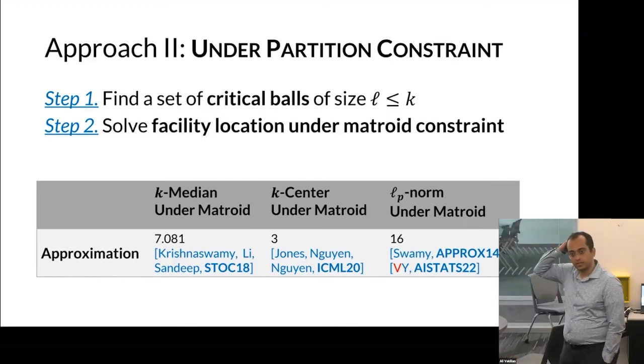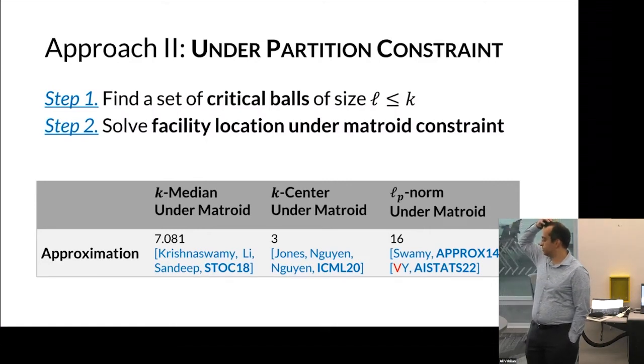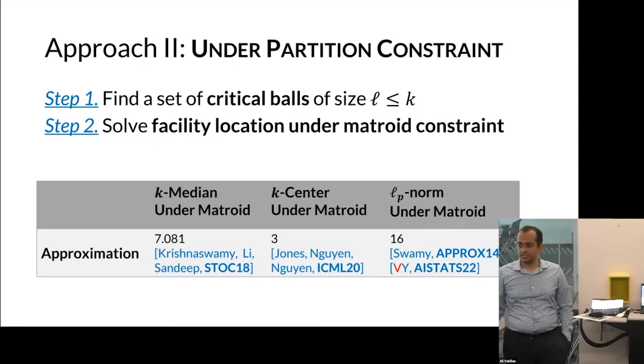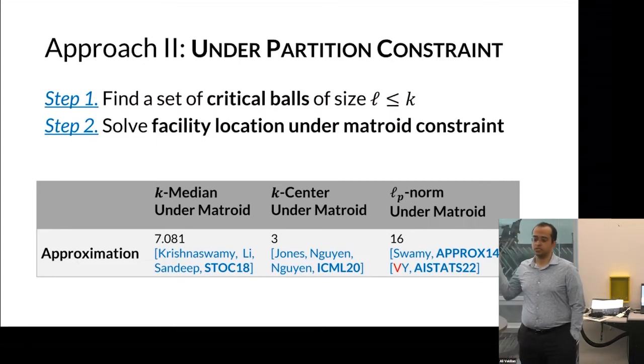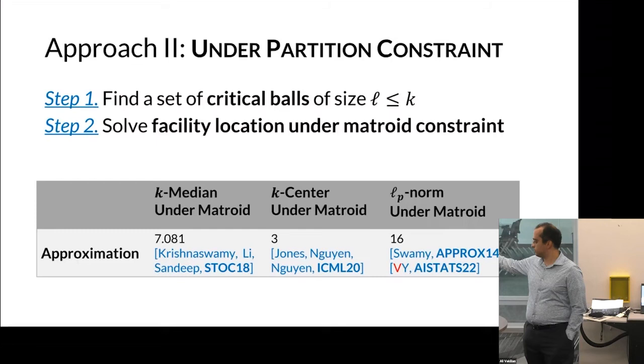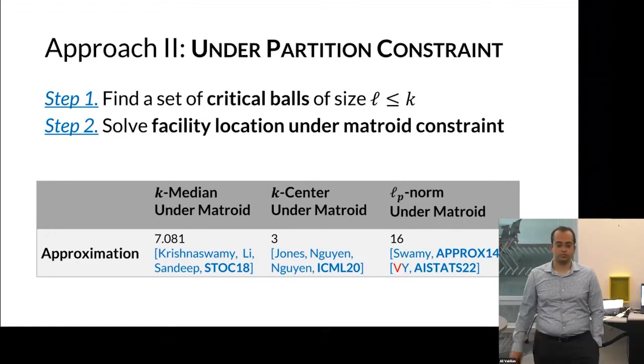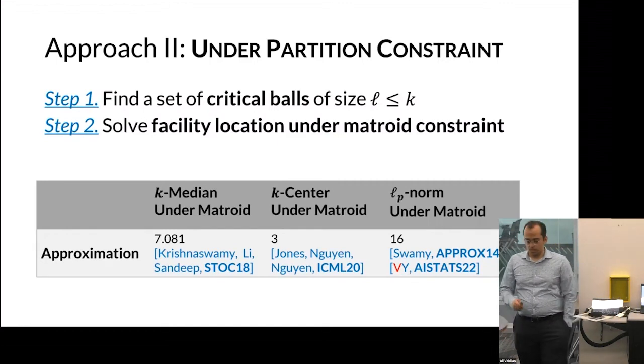And for k-center, there is a result by Jung and Nguyen that gave a 3 approximation. And in general, we can show that in the Lp norm, you will have a 16 approximation. For the Lp norm this is morally the result of Swami, but he proved it for k-median and k-means, but it's easy, honestly, to show that this also works for the Lp norm. It requires some work, but it's still okay. So basically, this was mostly what I wanted to talk about.